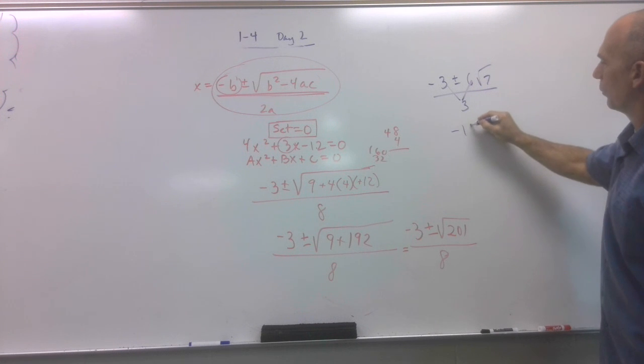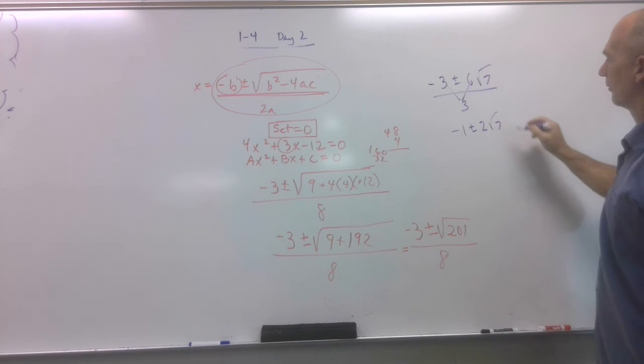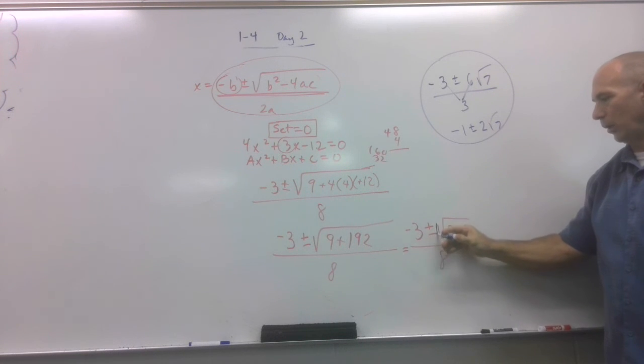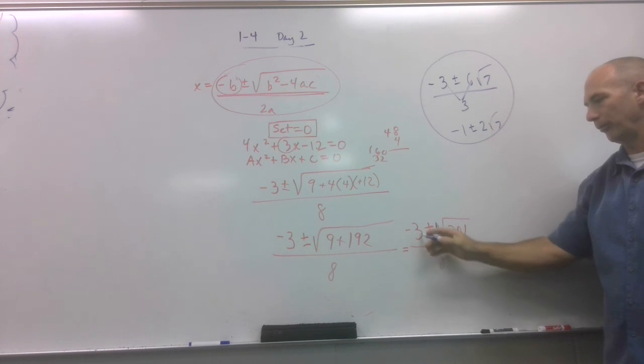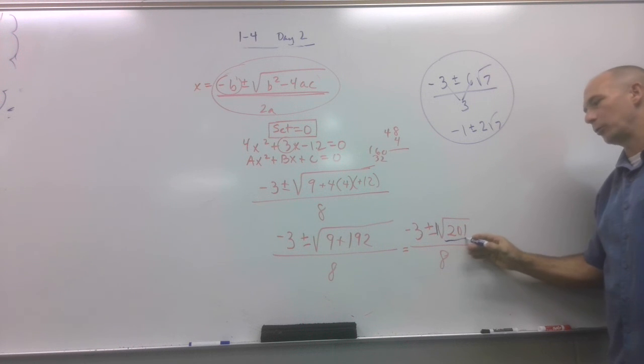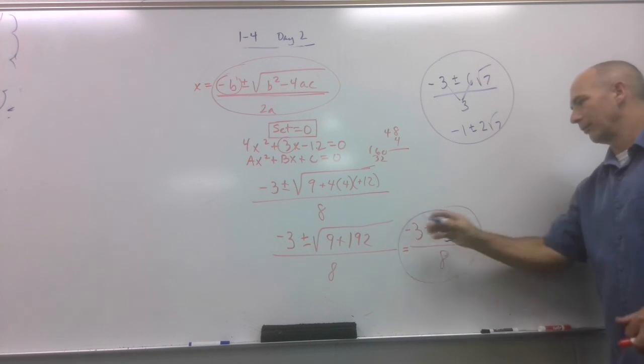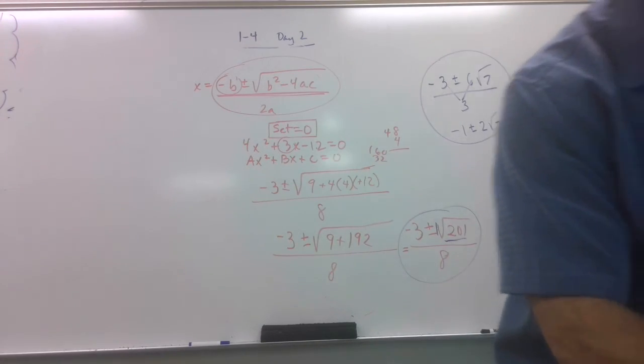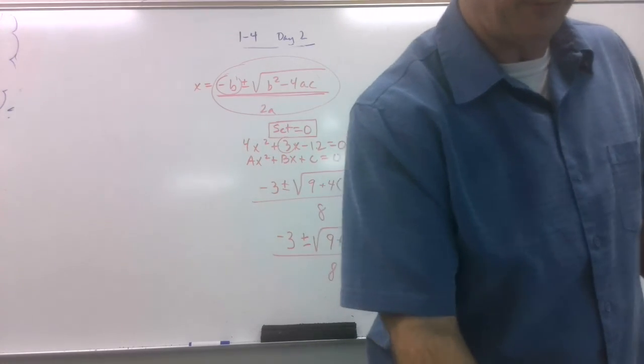You get -1 plus or minus 2 square root of 7. That's if you had this. But as you can see, there's a 1 here, 1/8, no, 3/8, no, square root of 201, you can't break that down. So you'd be done. And I think, yep, that finishes your lesson for 1-4 day 2.